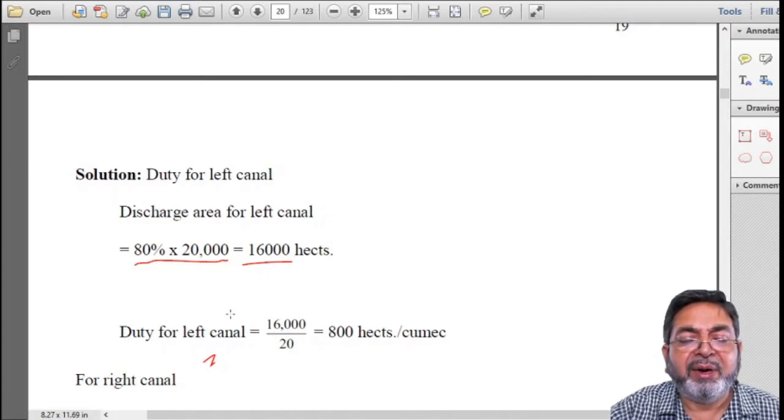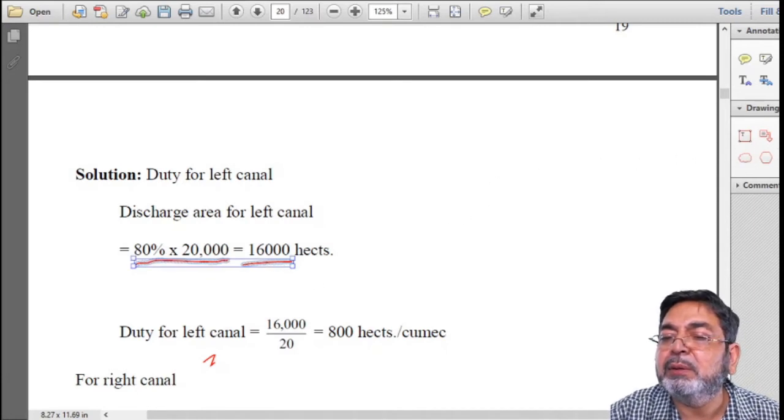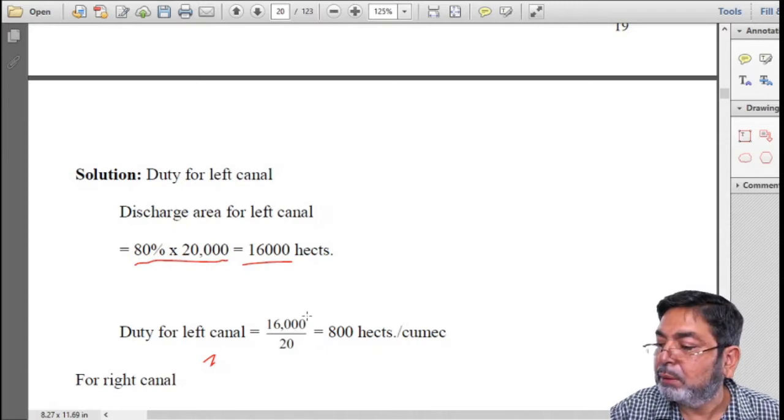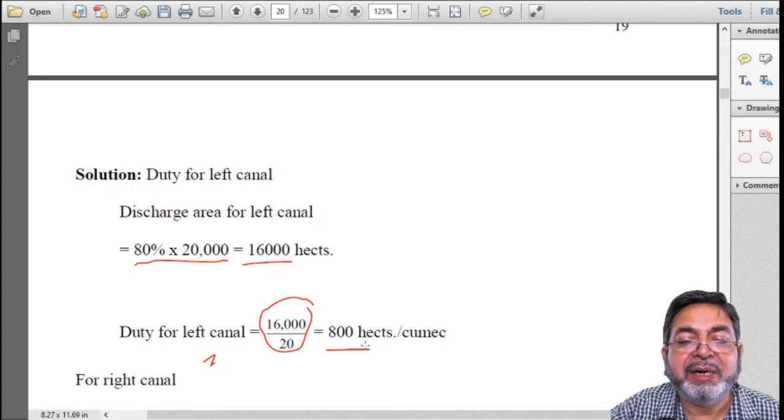Now you have to find out the duty for left canal. So duty, as you know, is area upon discharge. So area you have got here, this is the area, and the discharge is given to you 20. So 16,000 upon 20, you are getting 800 hectares per cumec duty for the left canal.